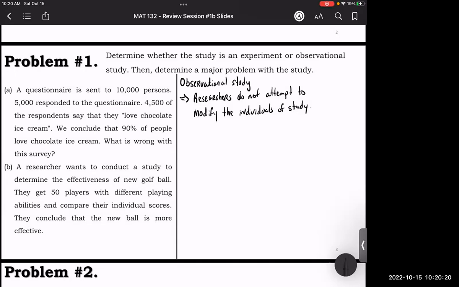Okay, so problem number 1, we also have to determine a major problem with the study. So what is one major problem based off of what we've read from part A? Yeah, Tatiana, the study is biased. That's correct. Why in particular is it biased?